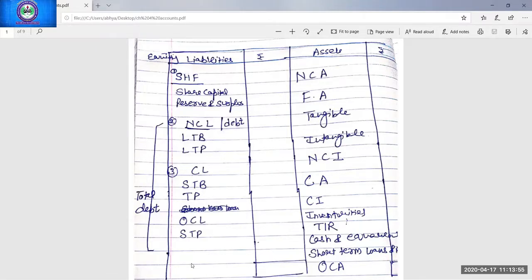Students, am I audible? Please give me your answer. Am I audible? Okay, students, I got my answer. Actually Mitali was saying that I am not audible. That's why I asked.